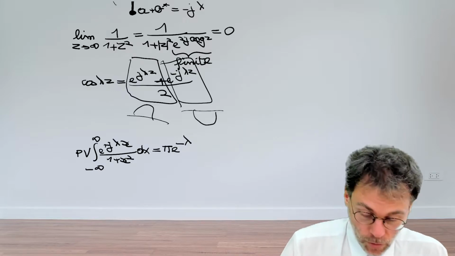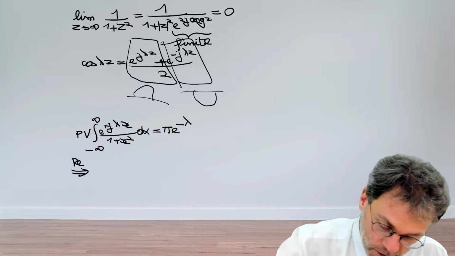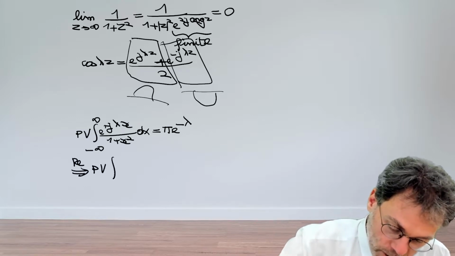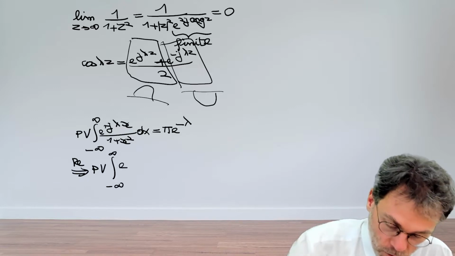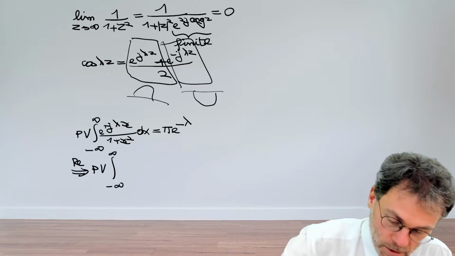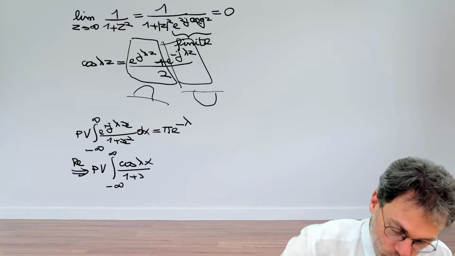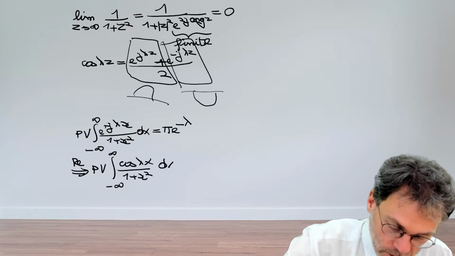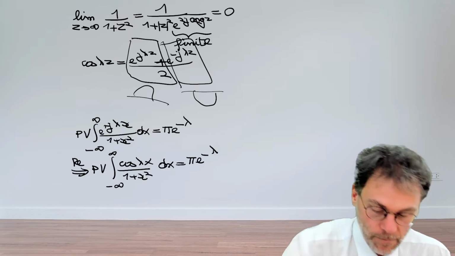And now we're almost there. We need to take the promised real part of that integral. So then we have the principal value from minus infinity to plus infinity of cosine lambda x divided by 1 plus x squared dx, equal to pi exponential minus lambda.